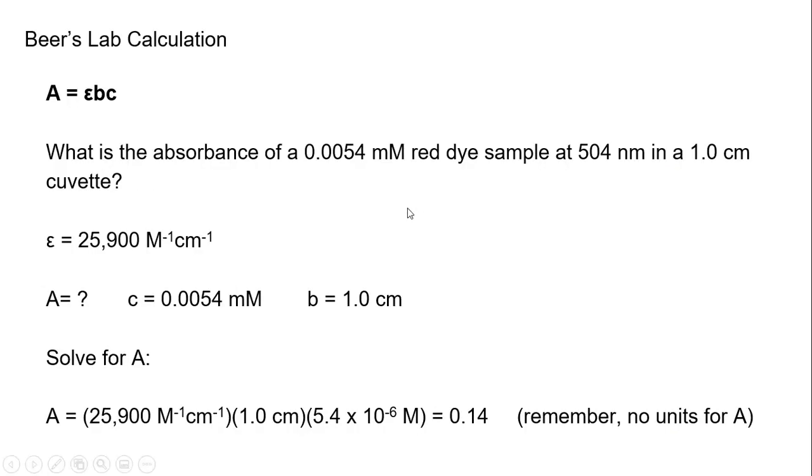Okay, so here's a Beer's law calculation. What is the absorbance of a 0.0054 millimolar red dye sample at 504 nanometers in a 1.0 centimeter cuvette? You would use Beer's law for this, and you don't need all the information that's given to you. You're not going to use the wavelengths here. It's given to you, but you don't need it.